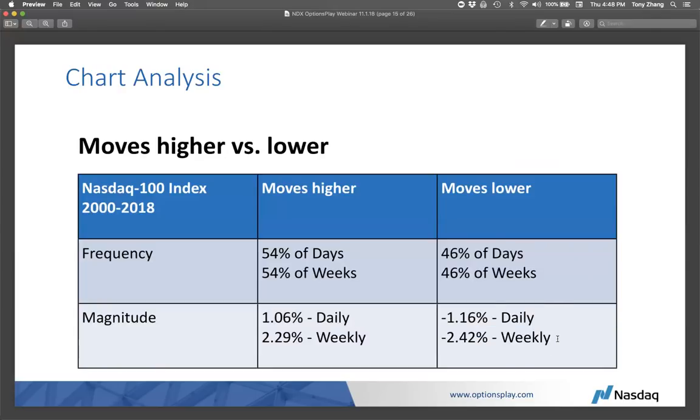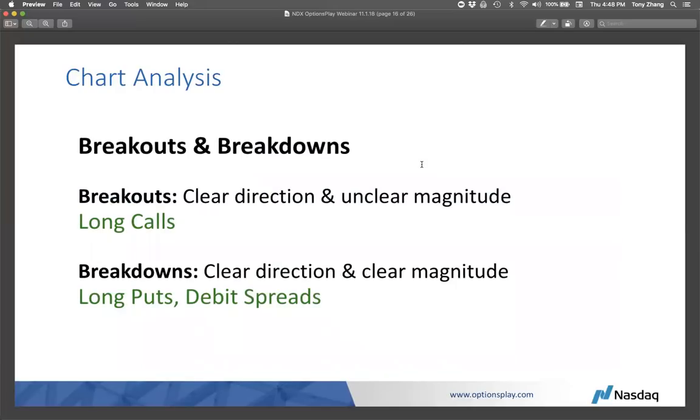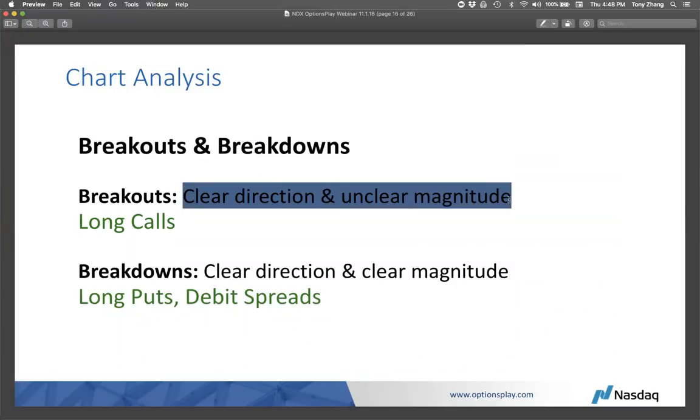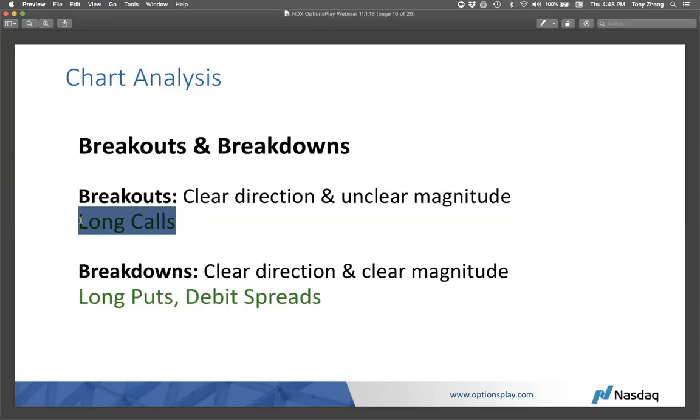So what this means is that it's more likely that the index will move higher, but on the chances that it does move lower, they tend to move a little faster. And because of that, generally speaking, when you're trading a breakout, these tend to have clear direction, but they don't really have a clear sense of magnitude. And breakouts typically don't move as fast. So that's why we generally use long calls to trade these breakouts.